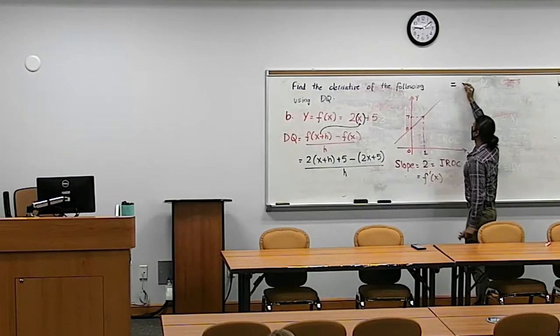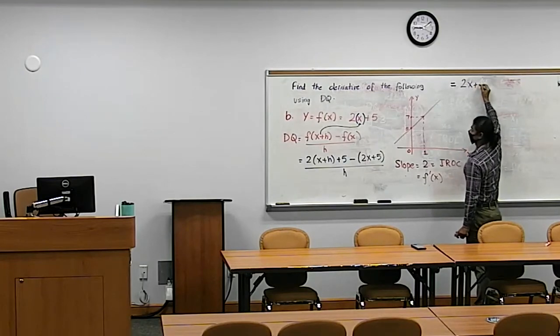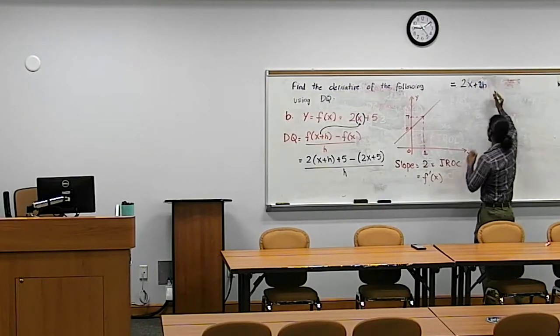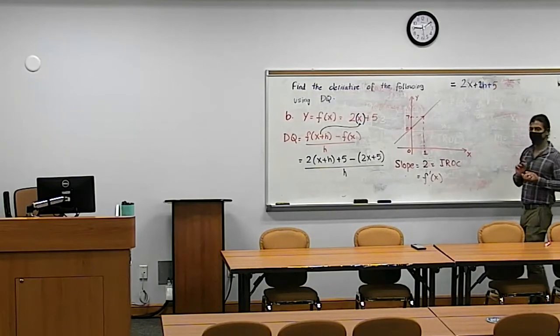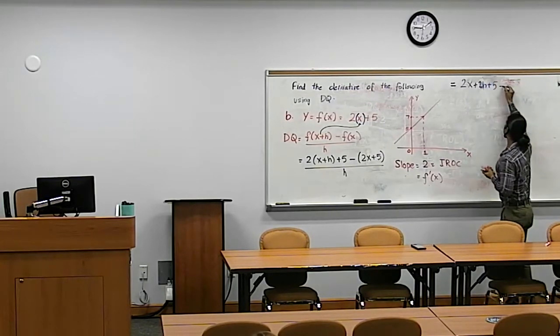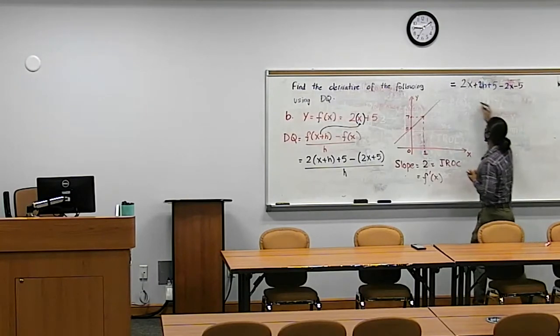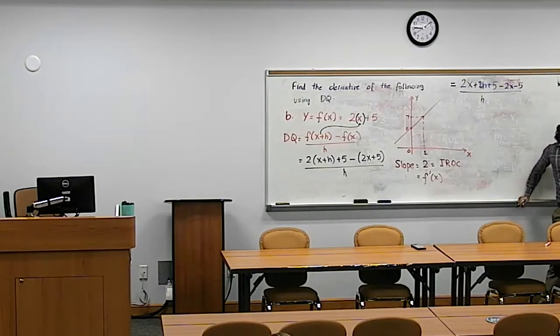Distribute the 2, we get 2x plus h times 2, which would be 2h, plus 5. Distribute the negative in, you will get negative 2x, negative 5, divided by h. Are you with me? Yes?